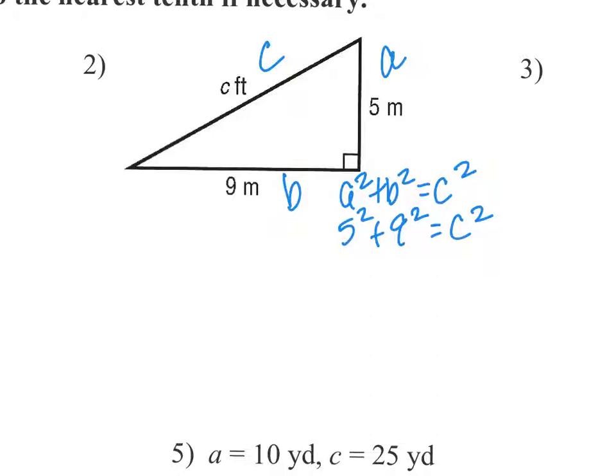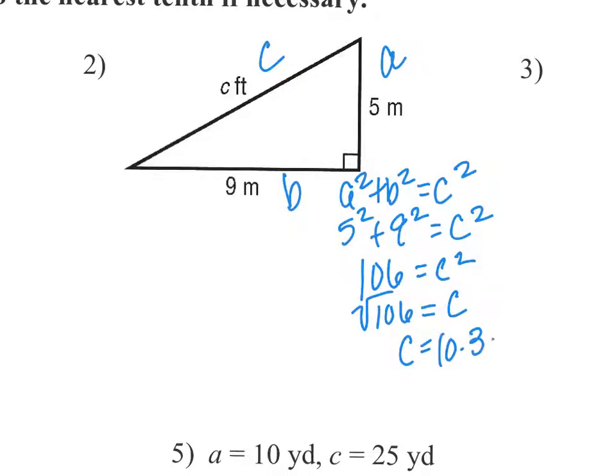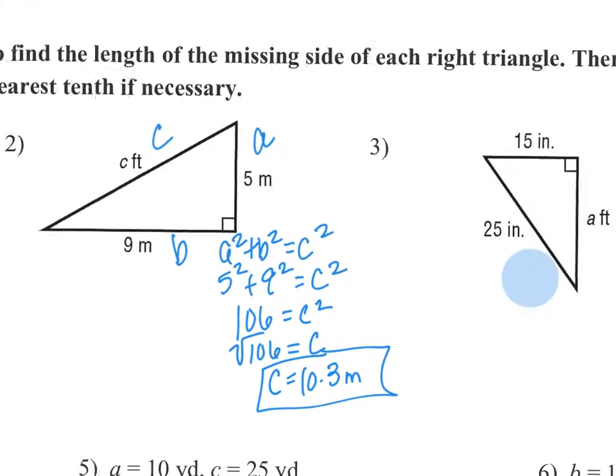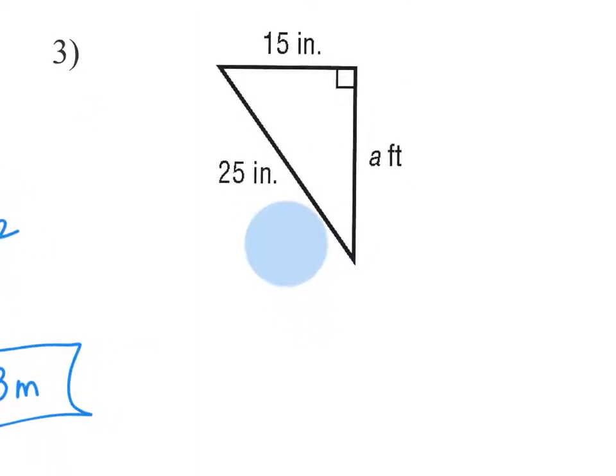So 5 squared plus 9 squared is 106. But we're not done. I gotta take the square root of that. And that'll be C. And that's gonna be 10.3. So 10.3 meters. Okay, number 3, this is where it gets tricky.